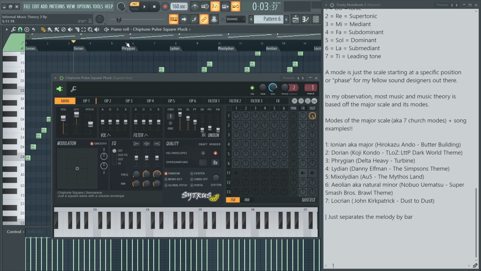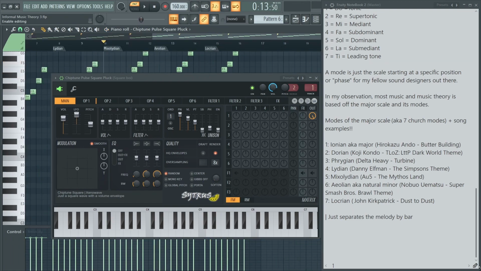That's the Dorian mode, which is just the major scale played from the 2nd. Here's Phrygian mode, which is just the scale played from the 3rd. Here's the Lydian mode, which is just the scale played from the 4th note. Here's Mixolydian mode, which is the scale played from the 5th note. Here's Aeolian mode, which is just the scale played from the 6th. And here's Locrian mode, which is just the scale played from the 7th.